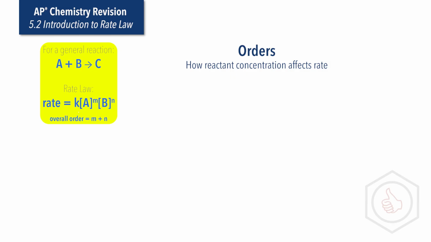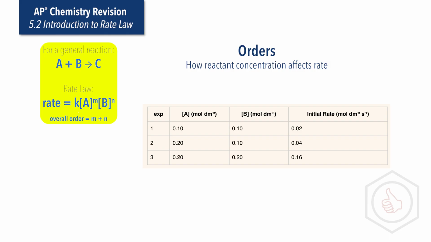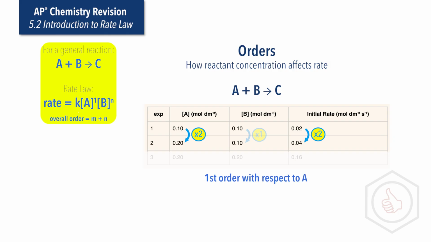For example, in the table shown, we can see that for the reaction A plus B going to form C, the reaction is carried out 3 times, each with different concentrations of reactants. In the first experiment, the concentration of A and B are both 0.1 mole per decimeter cubed. However, in the second experiment, the concentration of A has been doubled, but the concentration of B has remained the same. But the rate of reaction has also doubled. This means the reaction must be first order with respect to A, because the concentration of A was doubled and the initial rate of reaction also doubled.